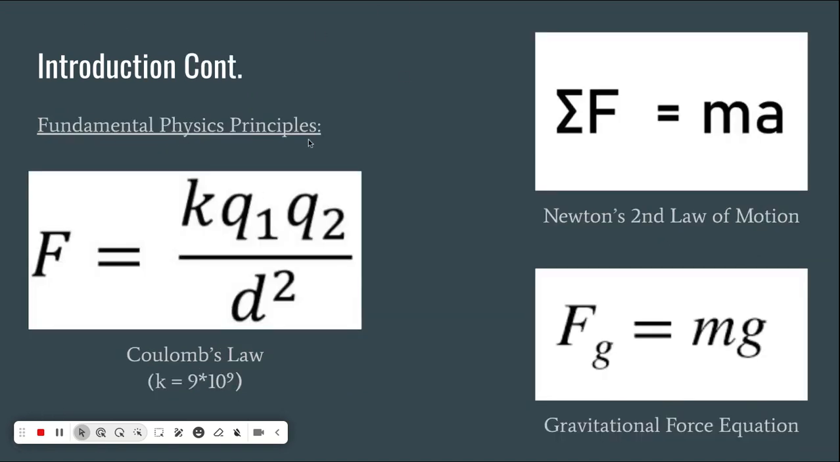Introduction continued. Let's talk about the physics. So, three main laws. These two represent the forces. We have the gravitational force, and we have the Coulomb's force, or electrostatic force. And we both know how these work. Let's go to this one.